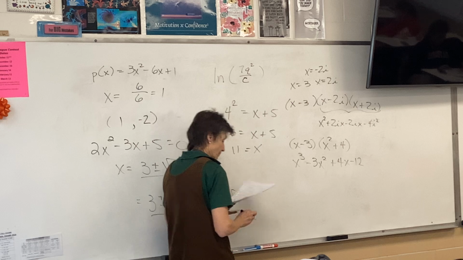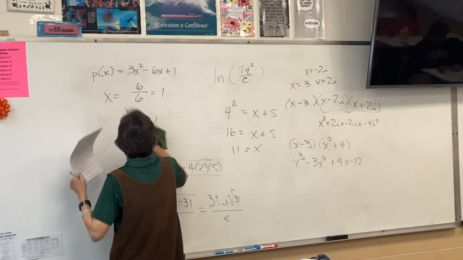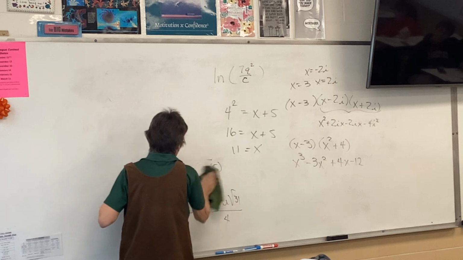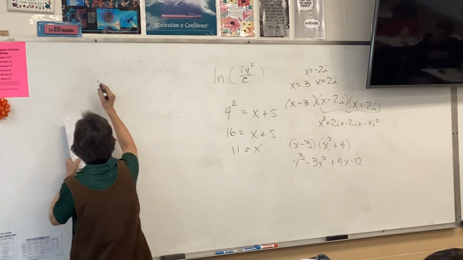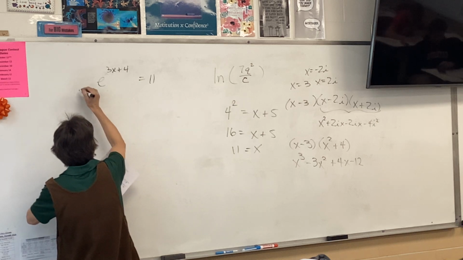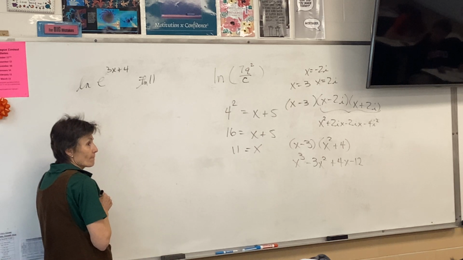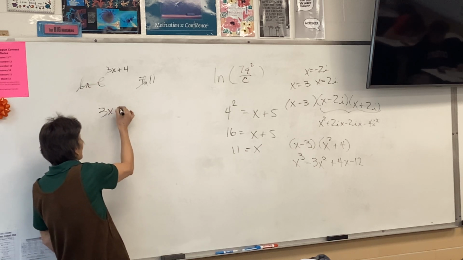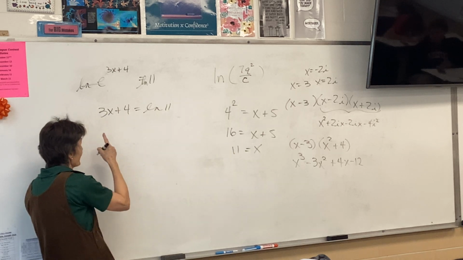Number 10 is a calculator problem that we just did. So this one should be fresh in your mind. e to the 3x plus 4 equals 11. e represents a constant. So e to the 3x plus 4 equals 11. How are we going to solve this? We're going to ln both sides. Oh, that's easier. Right? And then 3x plus 4 equals ln 11. Now remember, you're solving, so we want to get x by itself.